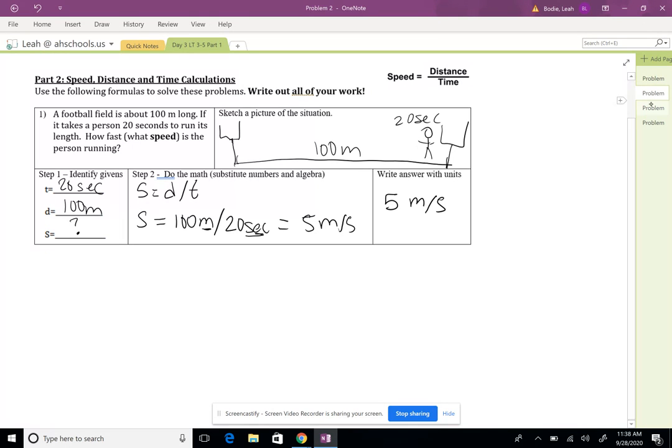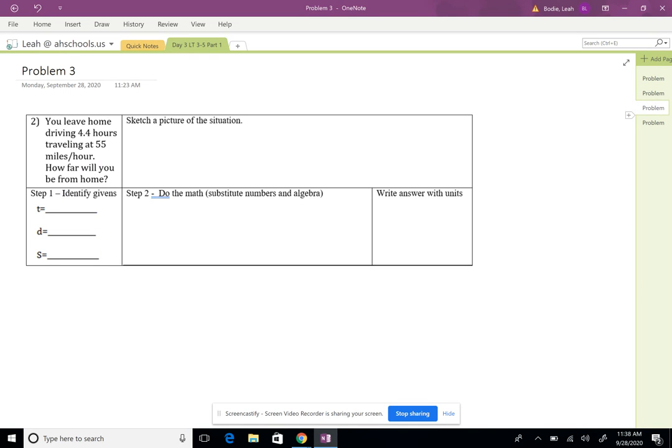All right, let's go on to problem 3 here. So you leave home driving 4.4 hours, traveling at 55 miles per hour. How far will you be from home? So here's our home. It's a really good home. I'm just going to draw a couple windows here just because, and a little doorknob. All right. So we're going to put our car way over here. This is my car. It's a really good one.